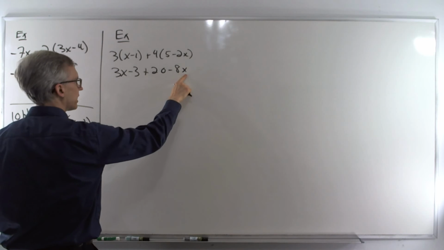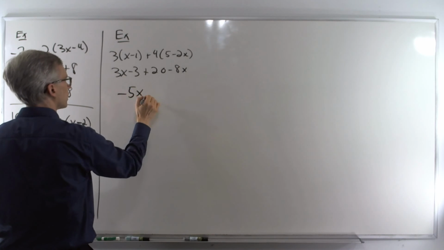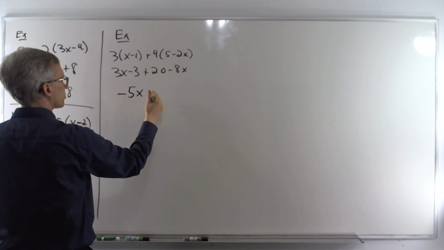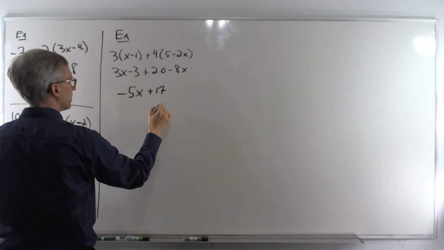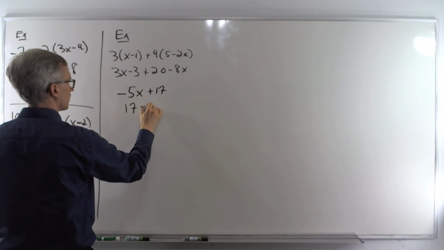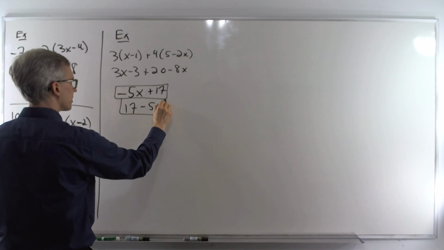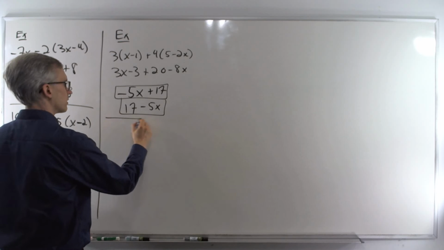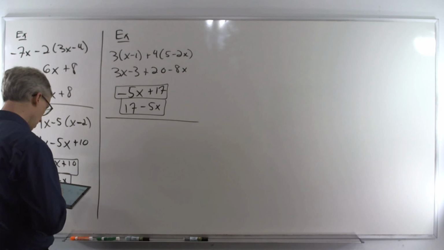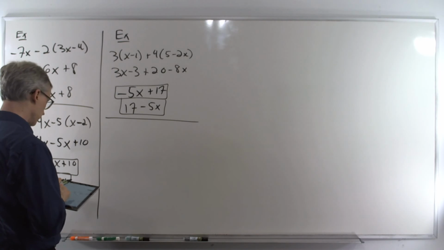3x minus 8x, that's negative 5x, and then negative 3 plus 20 is 17. And you can write that as negative 5x plus 17 or 17 minus 5x. Your turn, number 11.